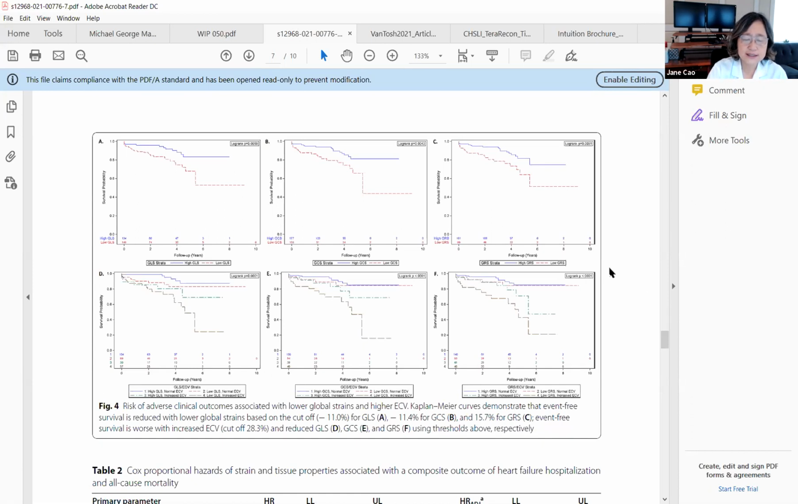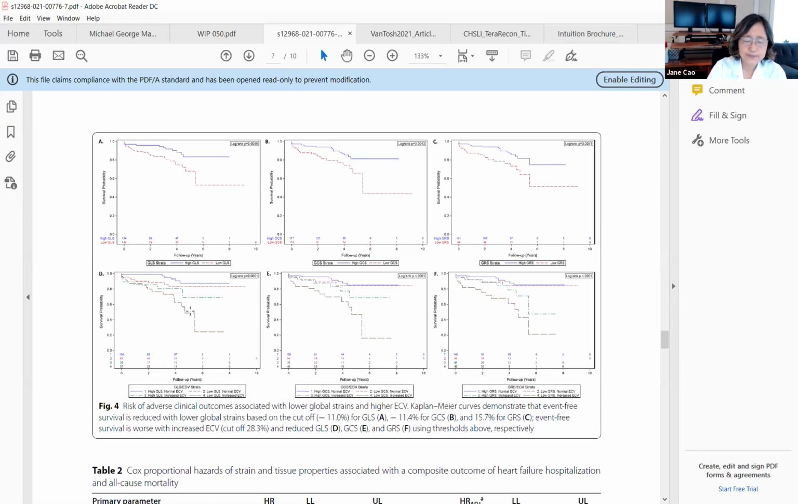So first, let's examine the impact of strain on clinical outcomes. This is a dichotomized examination. Let's focus on the top panel. We observed that reduced strain, whether it was longitudinal on the left, circumferential in the middle, or radial on the far right, was associated with significantly reduced event-free survival.